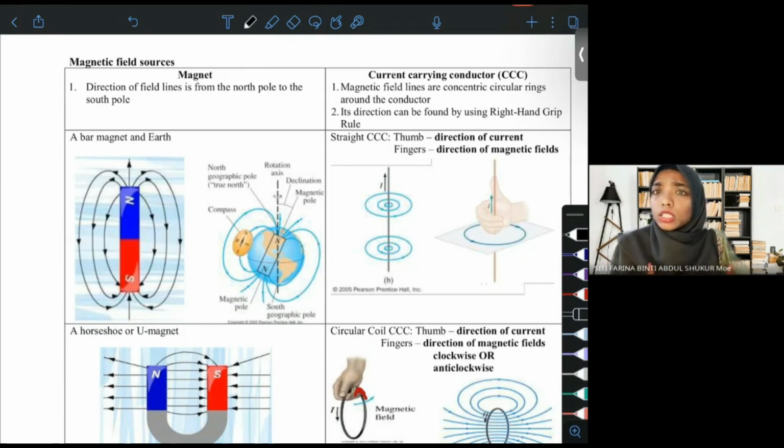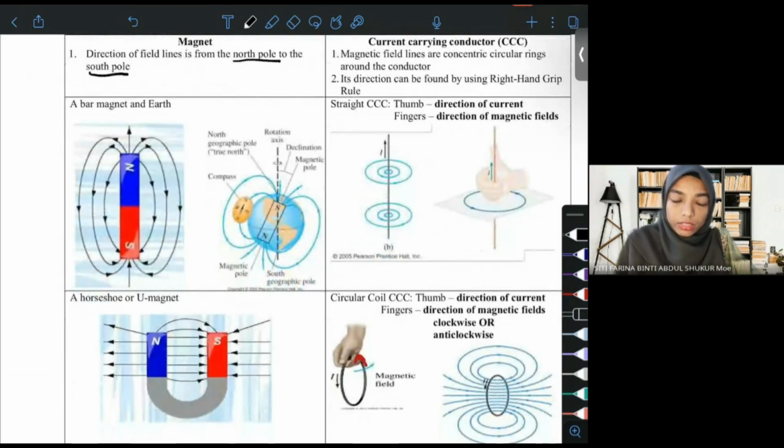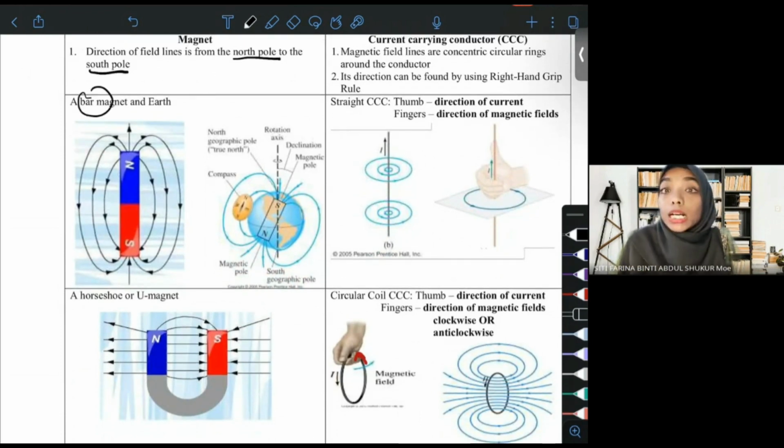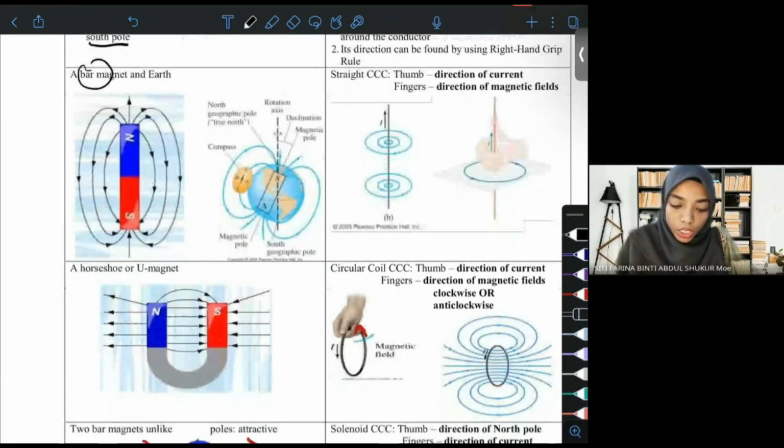Okay, so the first source magnet dekat sini is something that you are very familiar. Kita dah encounter this so many times. Okay, magnets, direction of the field line is from the north pole to the south pole. Direction dia daripada north ke south pole. Okay, example of bar magnet, example of magnet dekat sini, kita ada bar magnet ataupun the earth itself is a gigantic magnet dekat sini. Okay, so kalau kamu tengok, setiap bar magnet atau setiap magnet wajib ada north pole dan south pole.